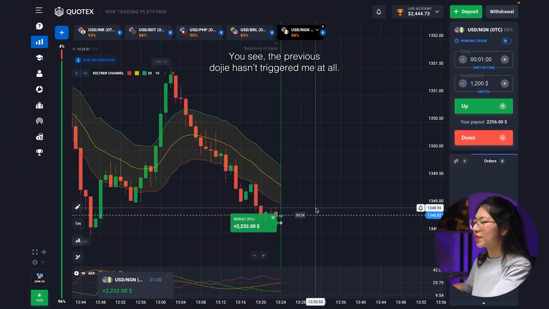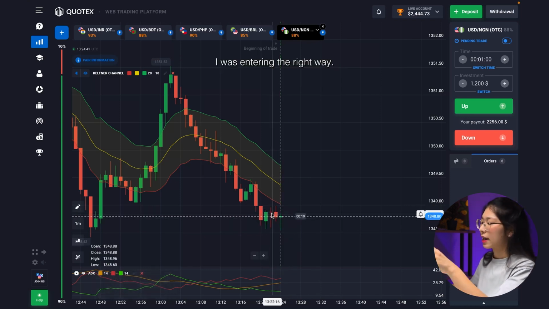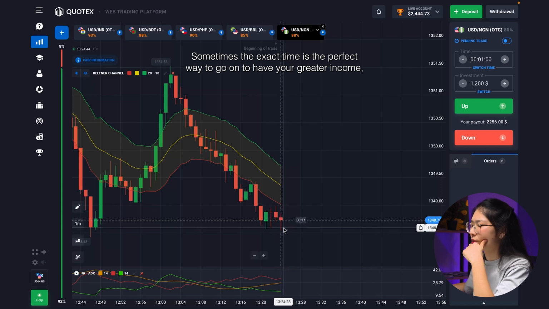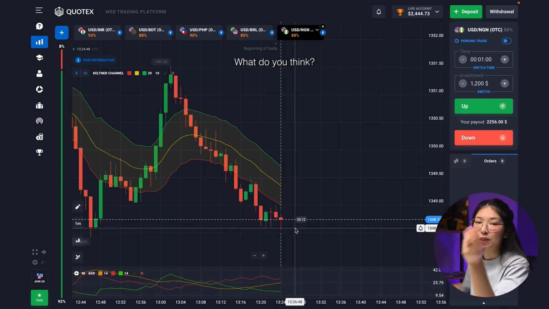Super opportunity, guys. You see the previous doji hasn't triggered me at all, and I was entering the right way. Sometimes that is the perfect way to go on to have your greater income. So I think we should call it a day. What do you think about it?